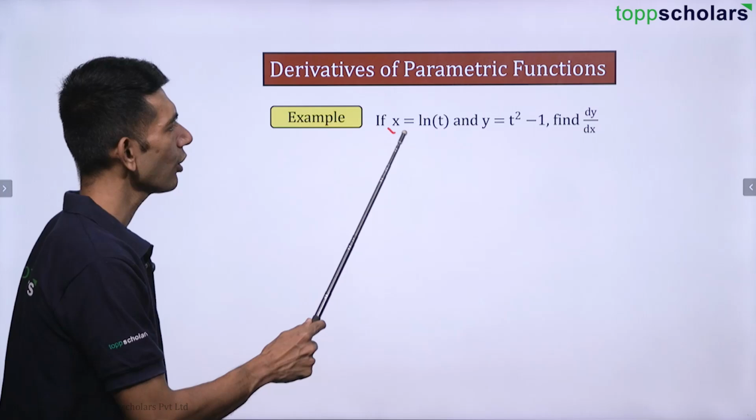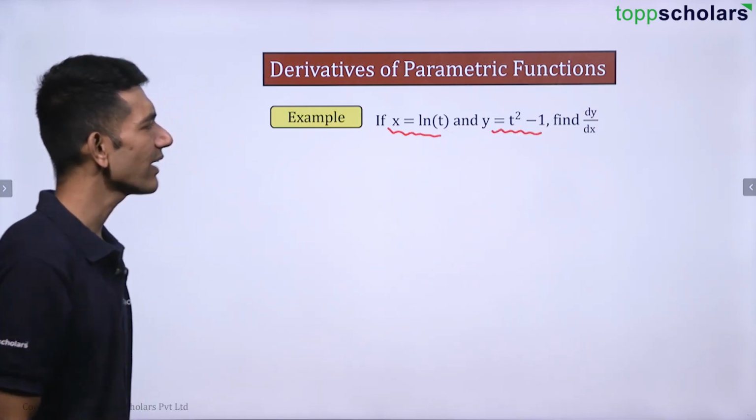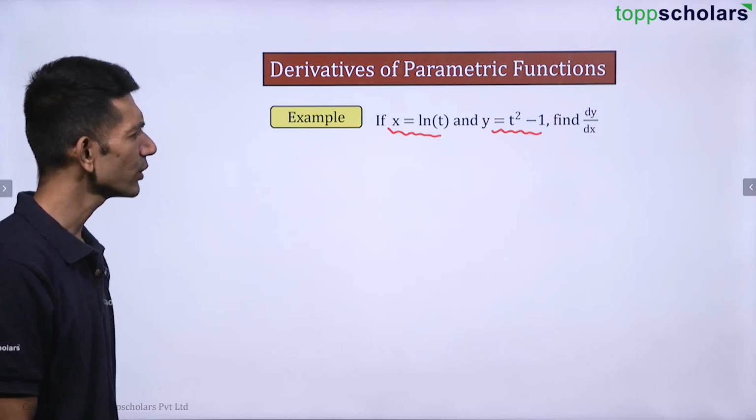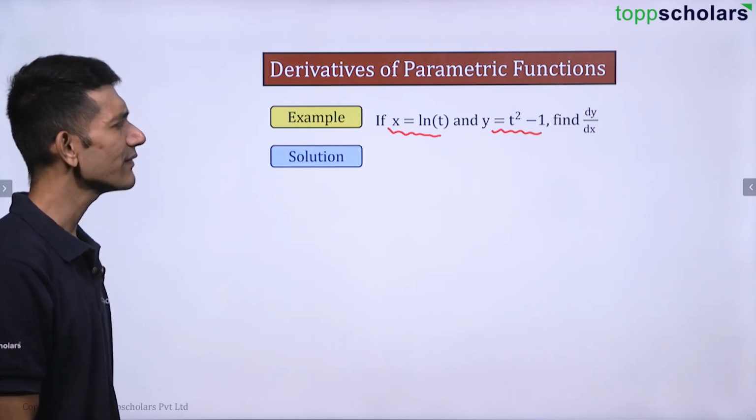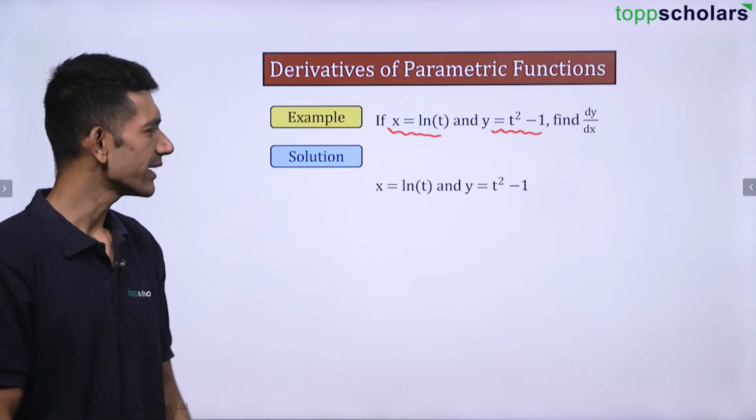Now, if x is equal to natural log of t, and y is equal to t square minus 1, find dy by dx. Same thing again, nothing new. Firstly, we'll differentiate y with respect to t. Then we will differentiate x with respect to t. Then divide. So here it is.